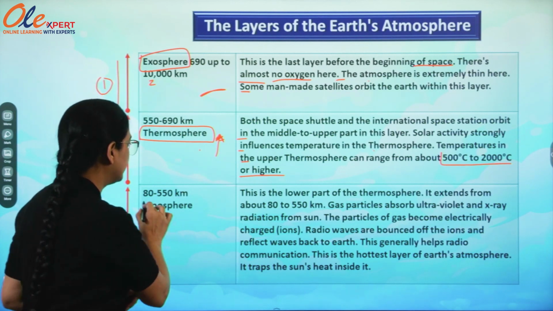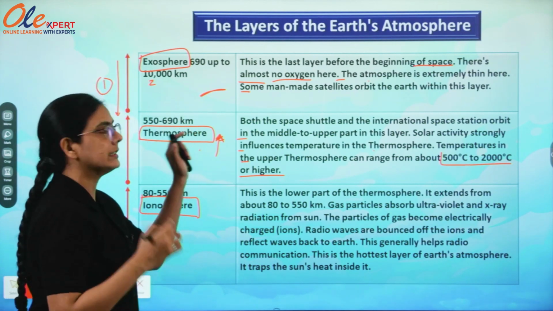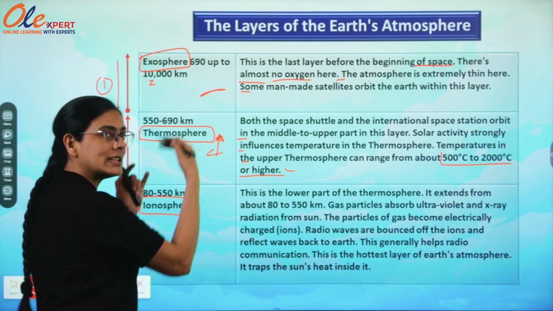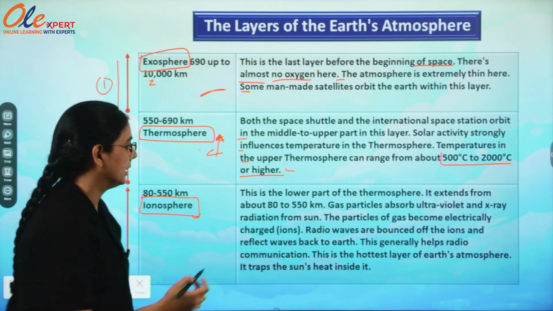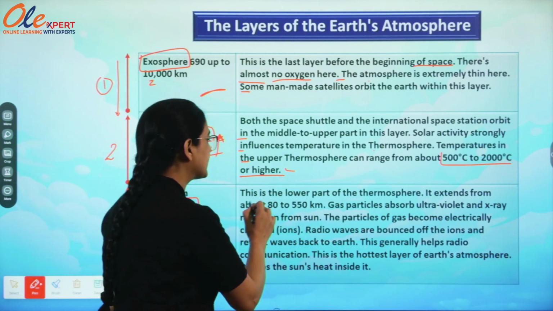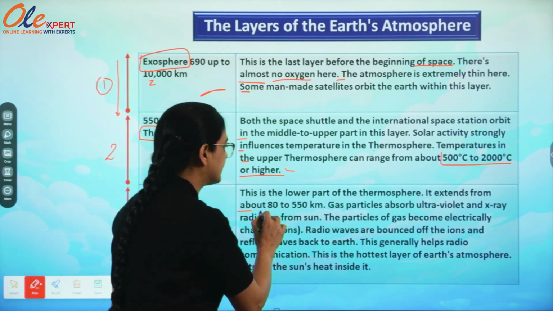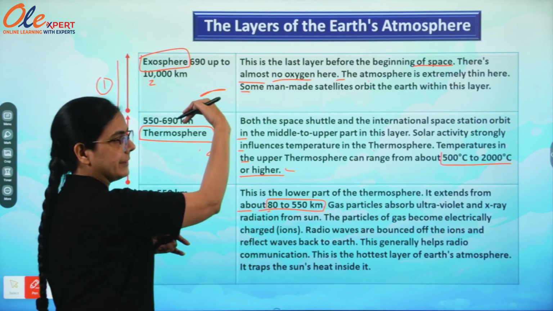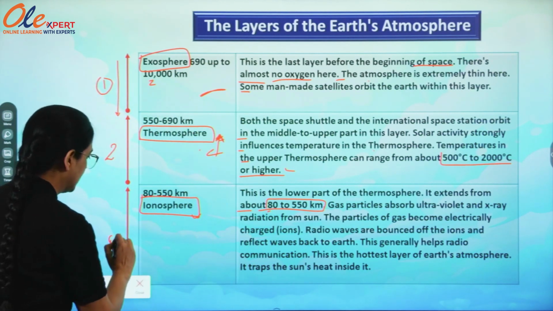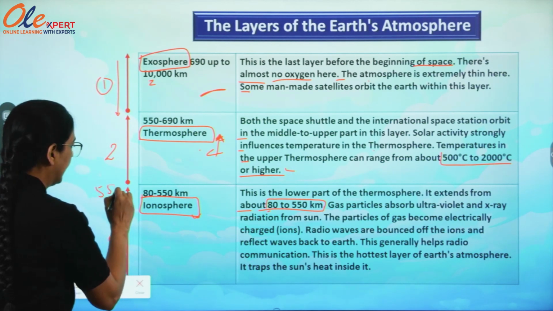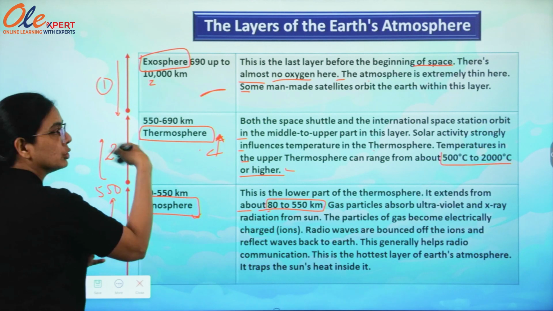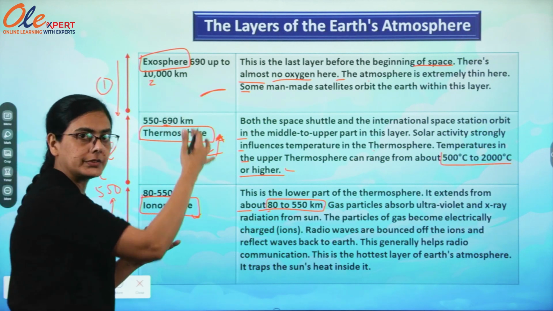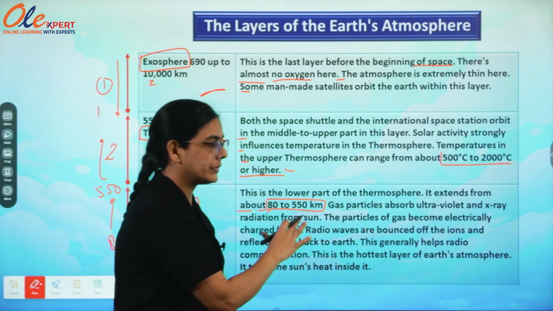Then the ionosphere. We can divide the thermosphere into an upper part and a lower part. Just below the upper part is called the ionosphere. This is the lower part of the thermosphere. It extends from 80 to 550 kilometers. Above 550 will be the upper thermosphere, and above 690 will be the exosphere. The lower part of the thermosphere is the ionosphere.